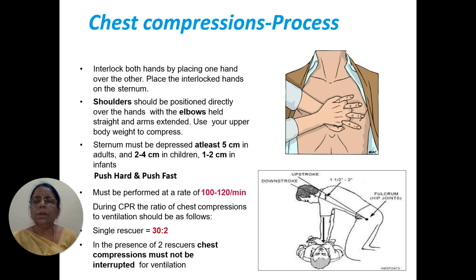During CPR, the ratio of chest compressions to ventilation should be as follows. If you are a single rescuer, 30:2. In the presence of 2 rescuers, chest compressions must not be interrupted for ventilation.